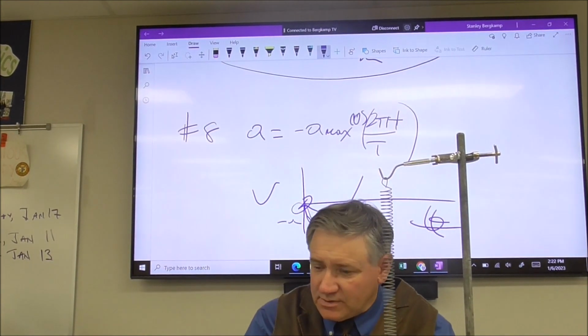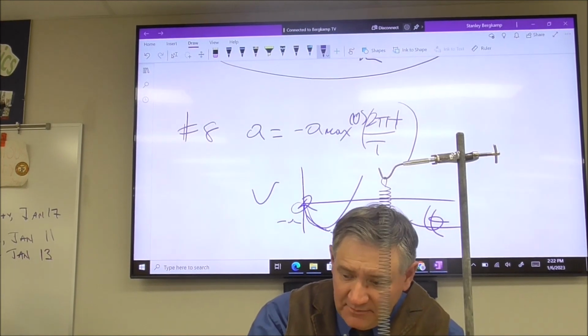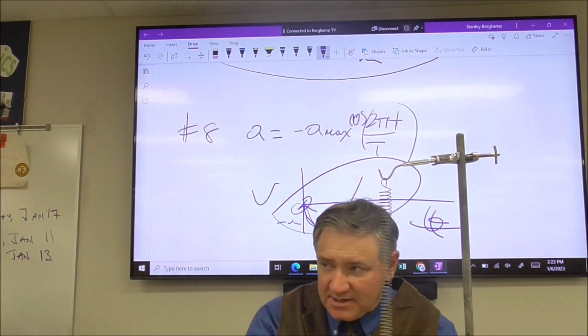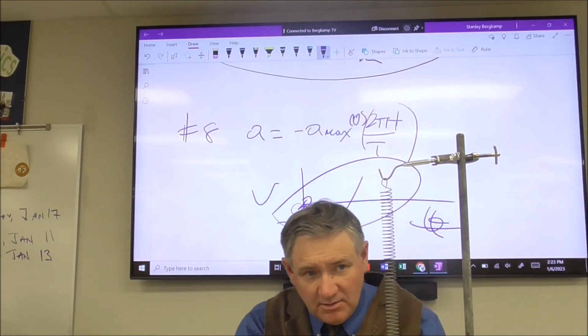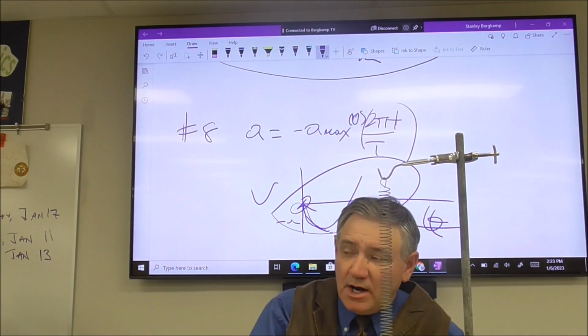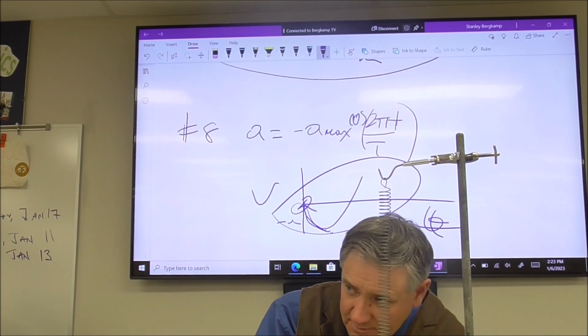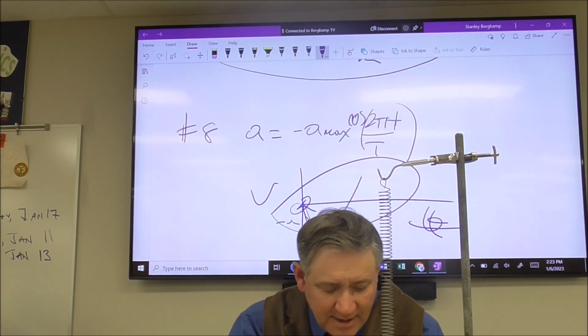I don't care what you do. But what you want to do on that velocity time graph is go back and clearly indicate the sign of that acceleration in each segment on your velocity time graph. Okay? So go to that.